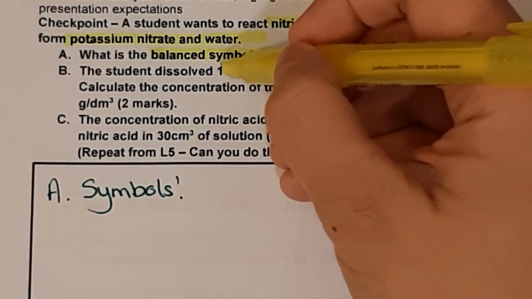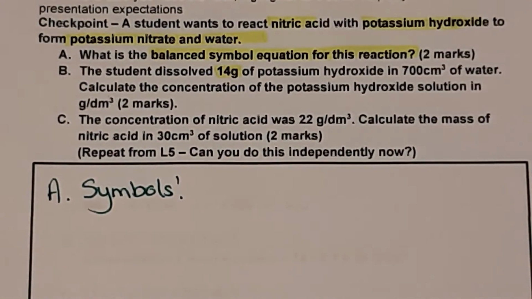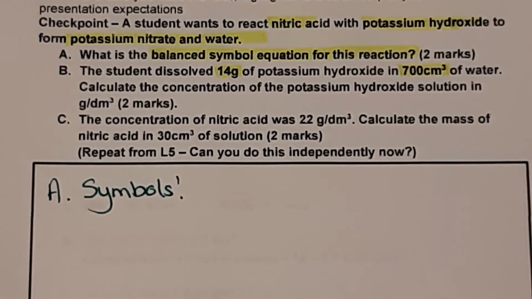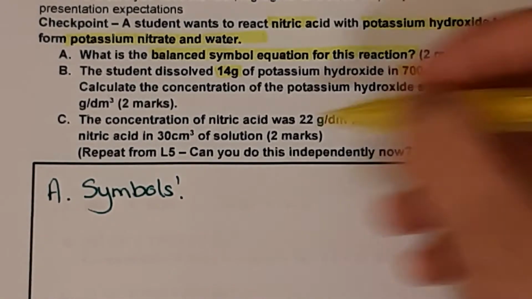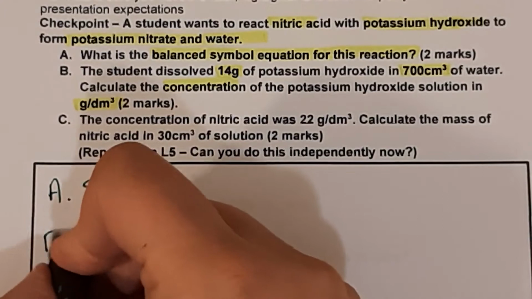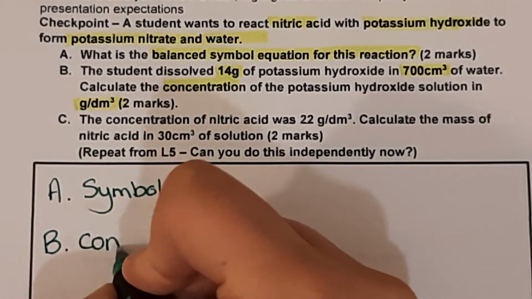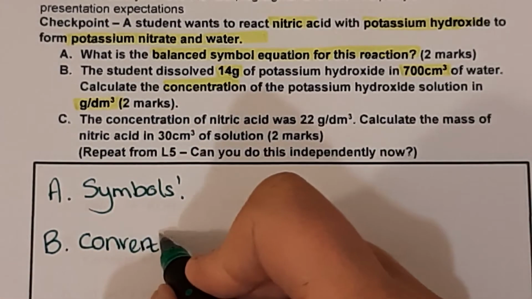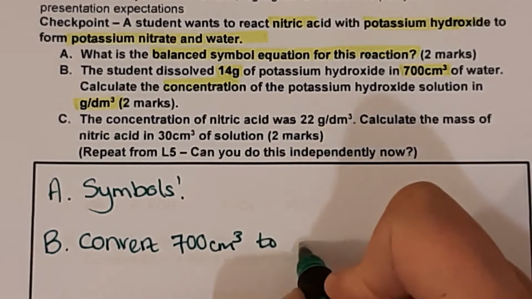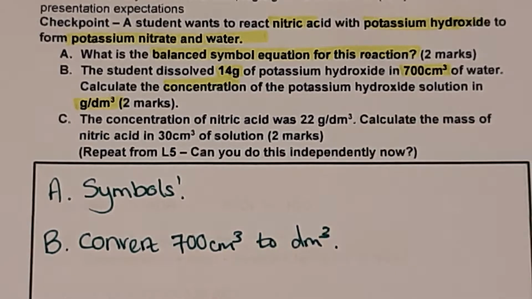Question B, the student dissolved 14 grams of potassium hydroxide in 700 centimeters cubed of water. Calculate the concentration of the potassium hydroxide solution in grams per decameter cubed. So you need to, first of all, convert your 700 centimeters cubed to decameter cubed. Then you need to do the calculation.